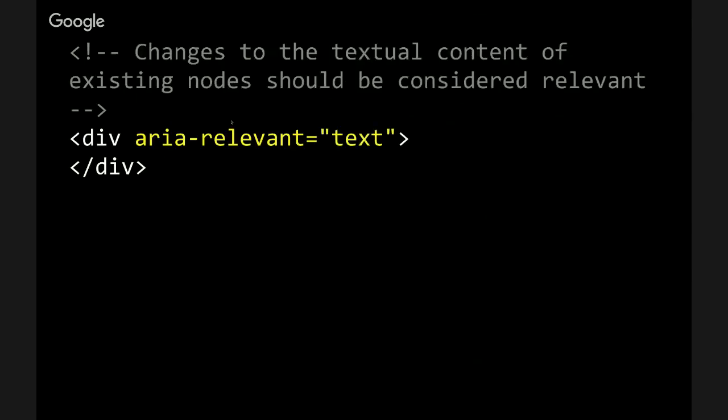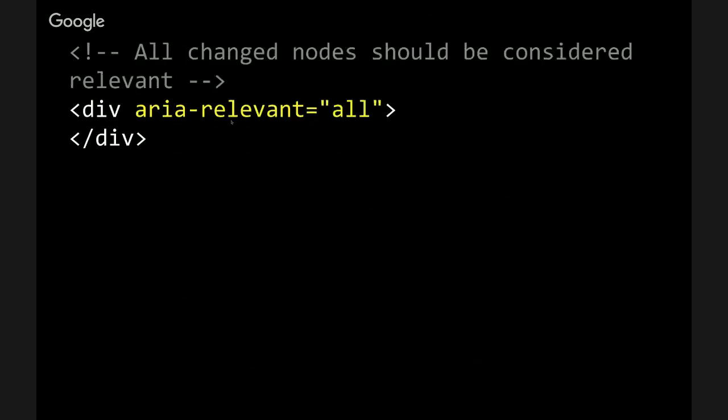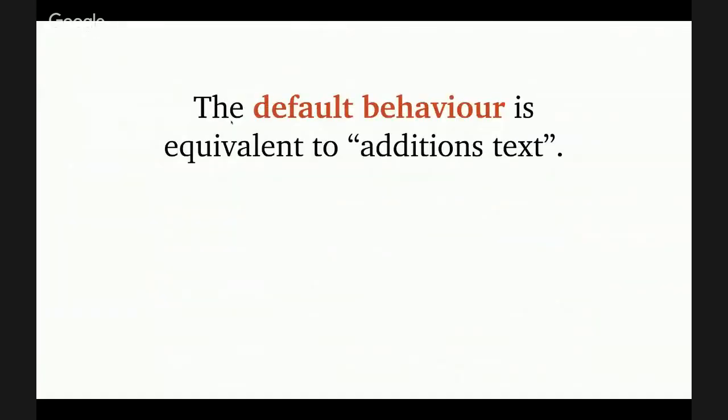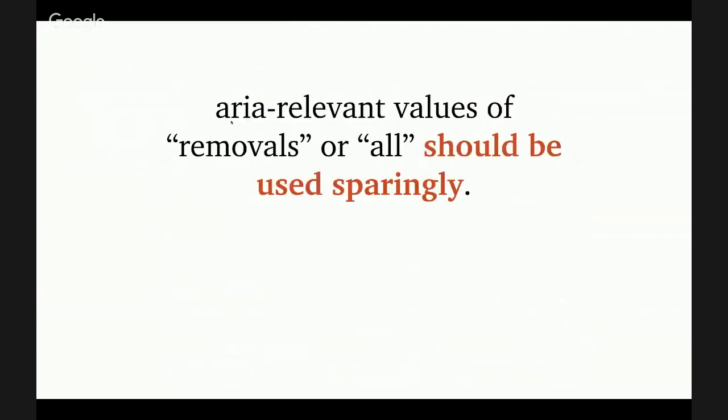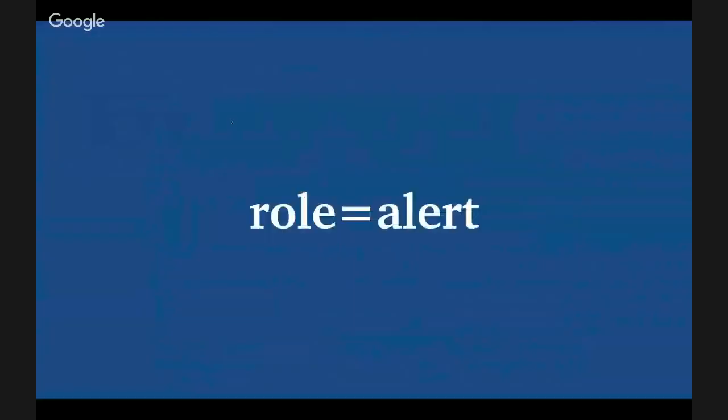And the next one is called aria-relevant text, and that will notify when any textual content has been changed. That could be deleted or added. And then the last one is called aria-relevant all, and that will notify you when all of them have been changed, any sort of change in that area. Now the default is actually additions, or equivalent to additions text. Generally speaking, we should try and be aware of not using removals or all, because they can be overly verbose, and so we should try and use them sparingly.